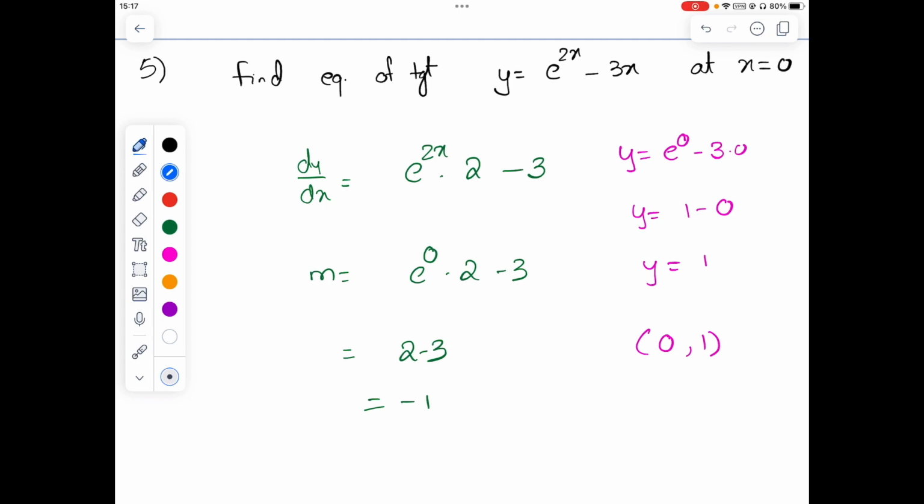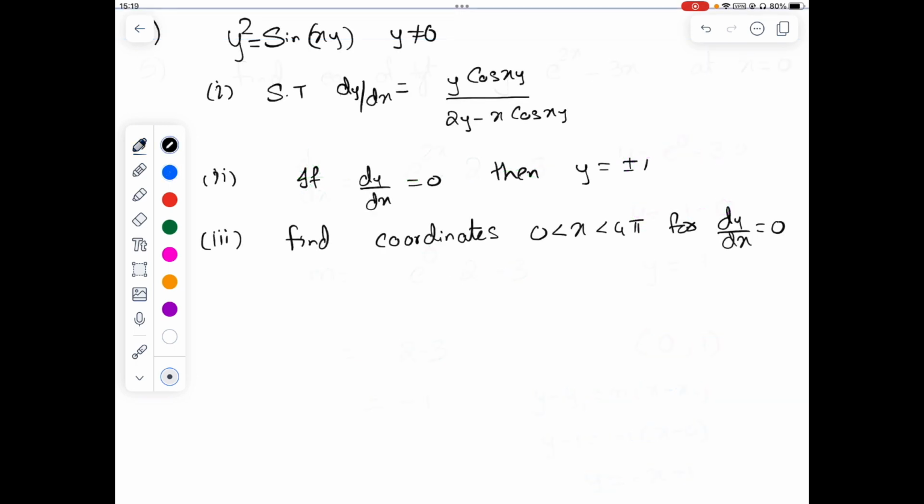Now what will be the equation of a tangent? y minus y1 equals m times x minus x1. So y minus 1 equals negative 1 times x minus 0. So what do I get out? y equals negative x plus 1. That's going to be the equation.